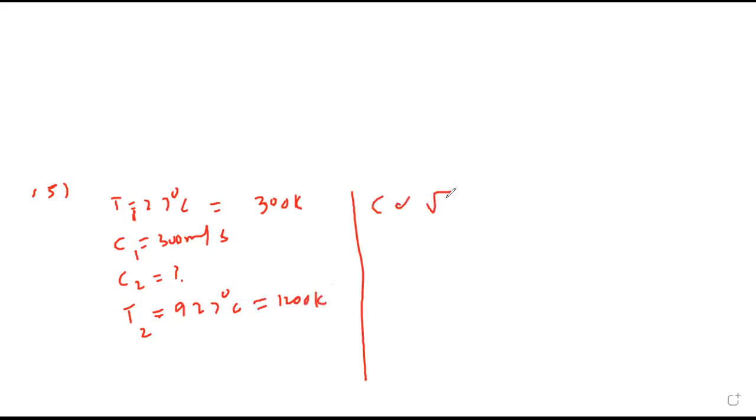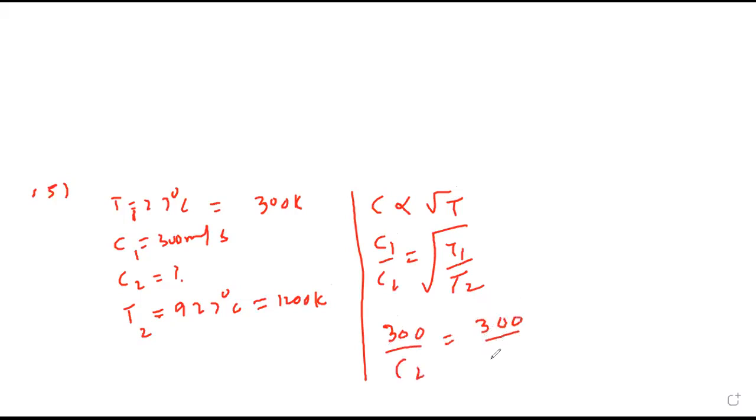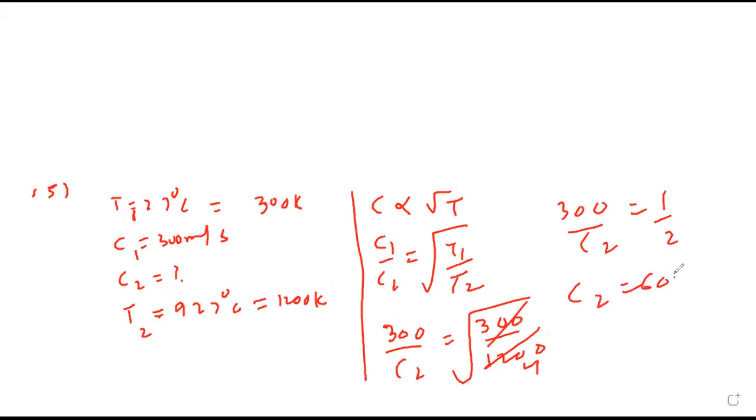C is proportional to root of T. C1 upon C2 is root of T1 upon T2. C1 is 300, C2 I don't know, T1 is 300, T2 is 1200. So 300 upon C2 is 1 by 2, C2 is 600. Option.